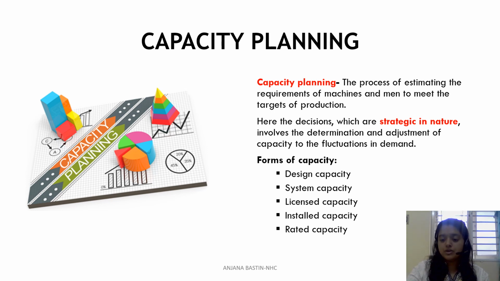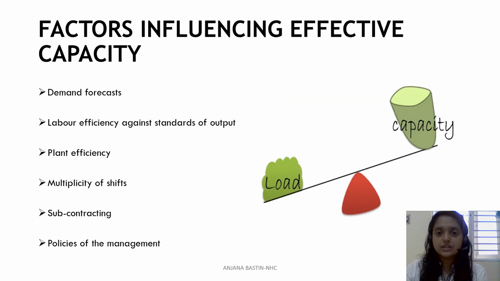So I hope the points are clear. Okay, so these are the factors which affect effective capacity. The first one is demand forecast. Like we discussed in the meaning and definition, we understood that because of the changes in demand, we are bringing about a change in the capacity. There is one marketing tool you talk about with respect to demand forecast. That is your product life cycle.